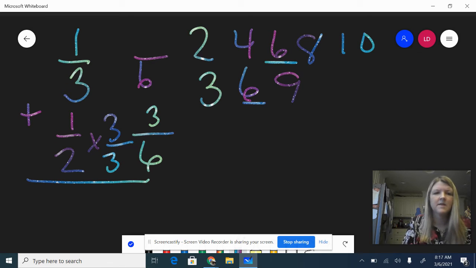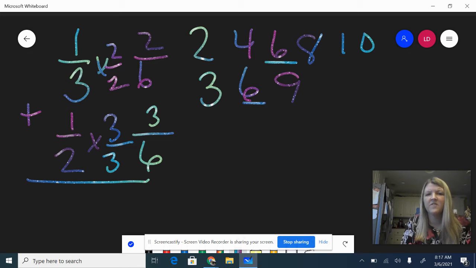And then for the next one, 1/3, I know 3 times 2 gives me 6. So I'm going to multiply by 2 over 2. So 3 times 2 is 6, 1 times 2 is 2. I'm not actually changing the fractions, I'm just changing the number of pieces. And since I've got more pieces, it's going to take more of the pieces to make the same amount. So 2/6 and 1/3 are equal, and 3/6 and 1/2 are equal. Now I've got common denominators, so I can add the numerators, and that gives me 5/6. So 5/6 is going to be my answer.